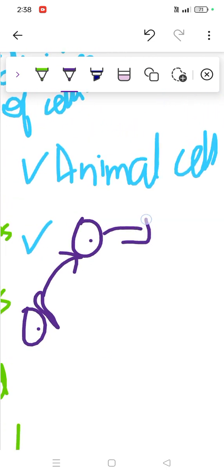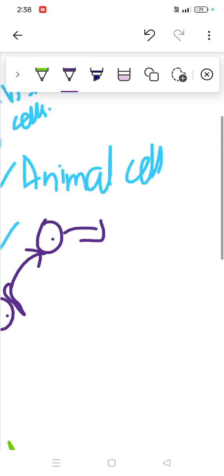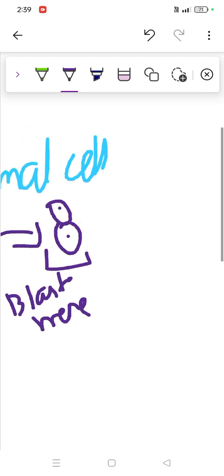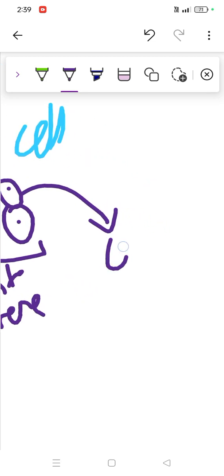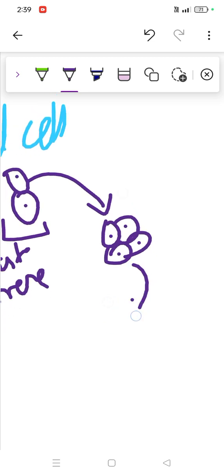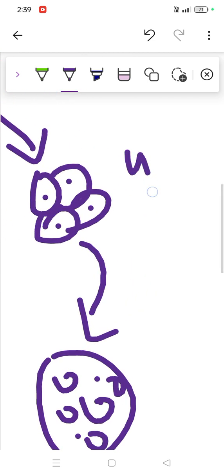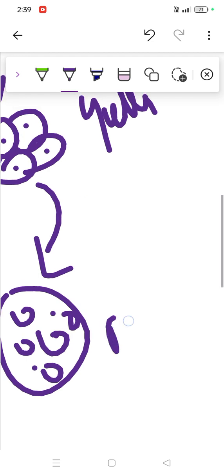After that, you'll see other divisions, and this becomes the blastomere. After this blastomere, it is going to form 4 structures. Right after that, you will see more than 16 structures which are quite loosely packed. Here we have 4 cells. Here this is called the morula.